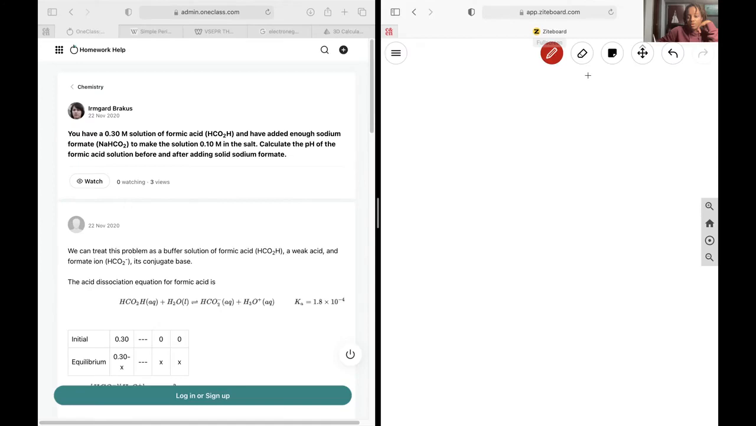Okay, next up, I am told that I have a 0.3 molar solution of formic acid, and I've added enough sodium formate to make the solution 0.1 molar in the salt. Calculate the pH of the formic acid solution before and after adding solid sodium formate. So my acid dissociation equation for formic acid looks as follows.